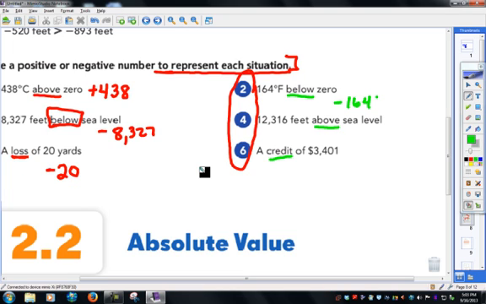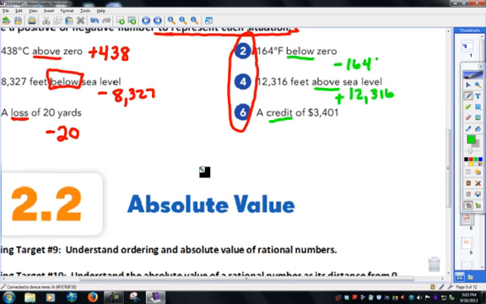Okay? 12,316 feet above sea level. Again, same thing. Positive. And you could put a positive sign there, or you could just leave it as 12,316, because when we don't put the plus sign, we know that it is positive.